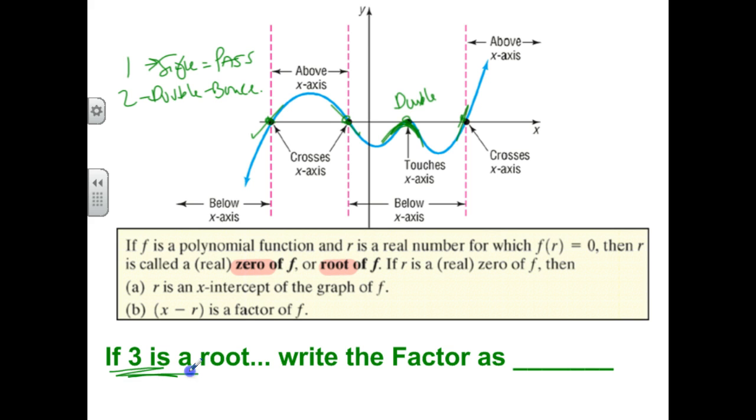So if 3 is a root, then what the heck is the factor? It's going to be x minus 3. So let me give you a little definition here.